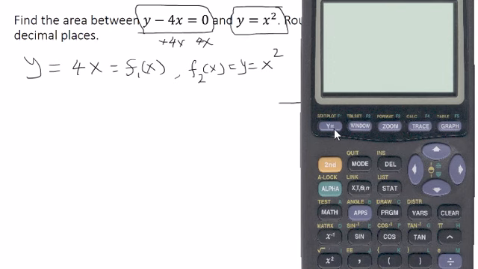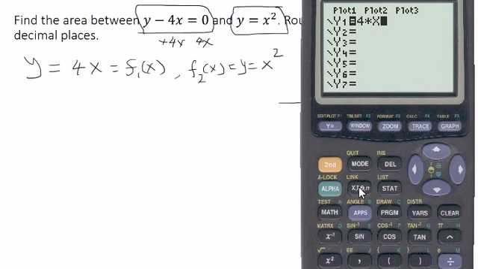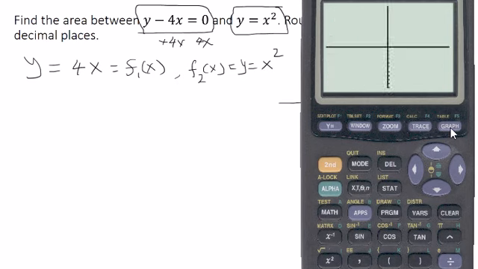Now let's enter the first equation, y equals 4x. So that's going to be the y equals editor here, so let's see, y equals 4x, so 4 times x. That's our y1, or in this case f1 of x, and y2 or f2 of x is x squared, so that's going to be x to the power 2. Okay, now we can graph these functions.